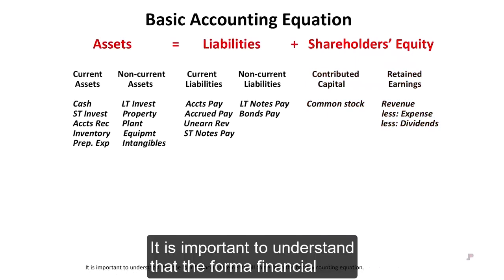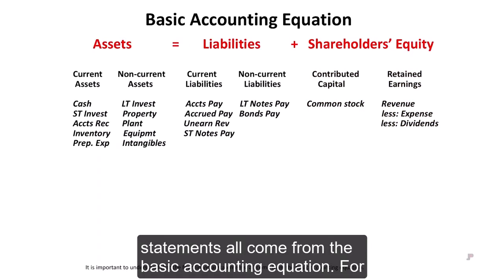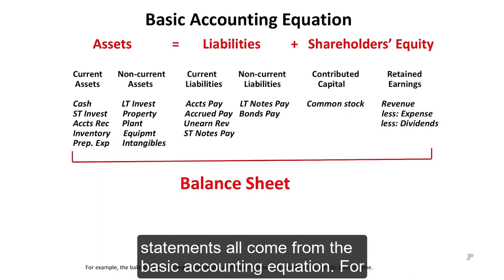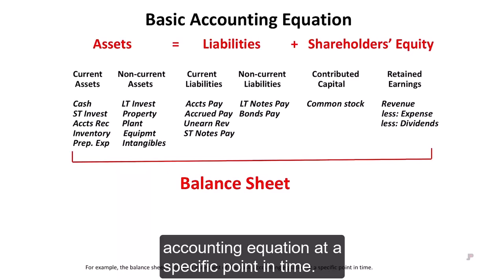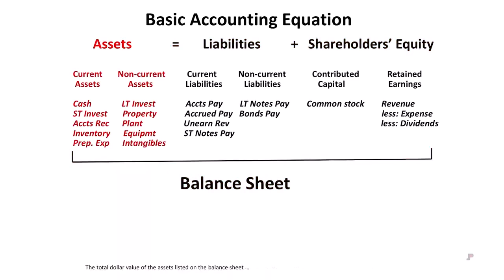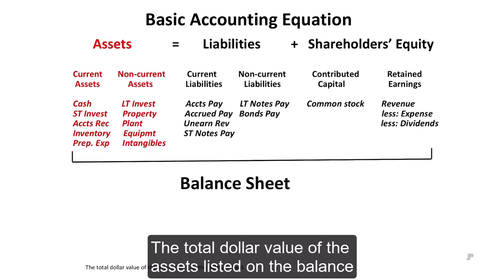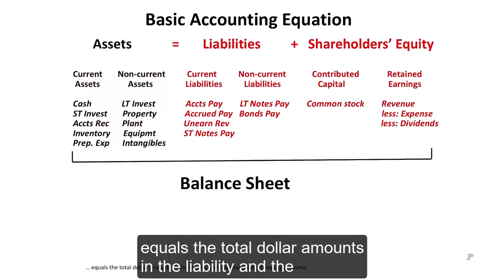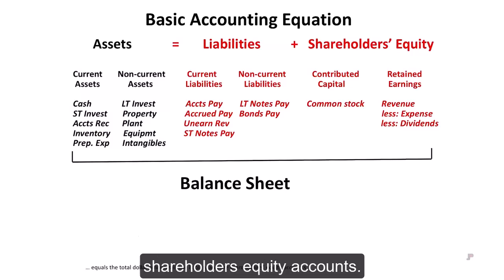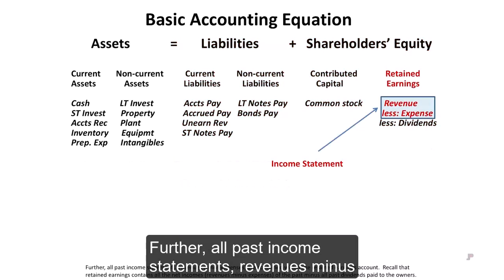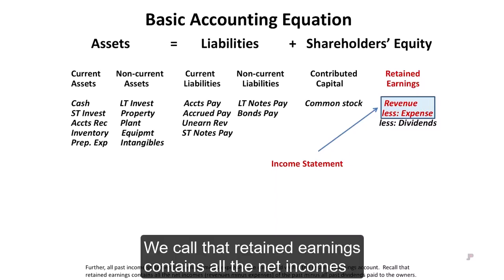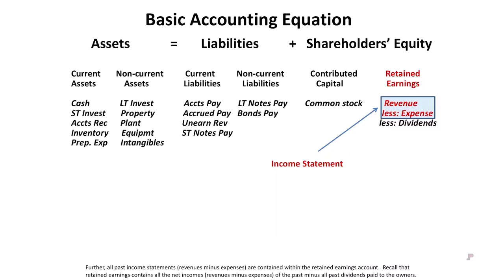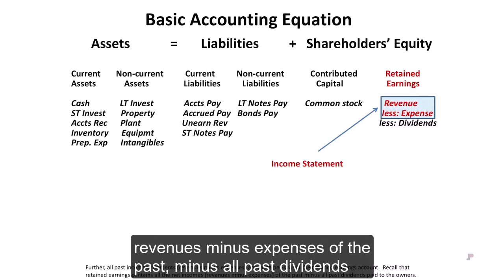It is important to understand that the four financial statements all come from the basic accounting equation. For example, the balance sheet is simply a statement of the basic accounting equation at a specific point in time. The total dollar value of the assets listed on the balance sheet equals the total dollar amounts in the liability and the shareholders' equity accounts. Further, all past income statements, revenues minus expenses, are contained within the retained earnings account.